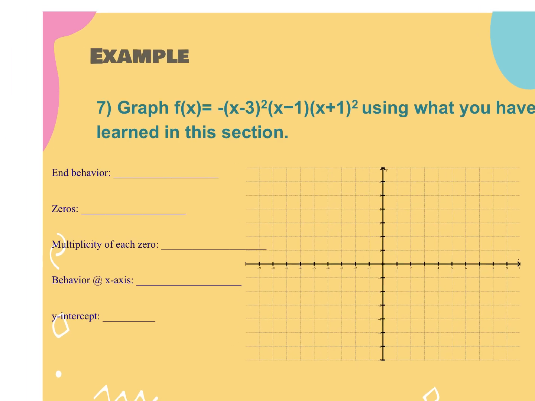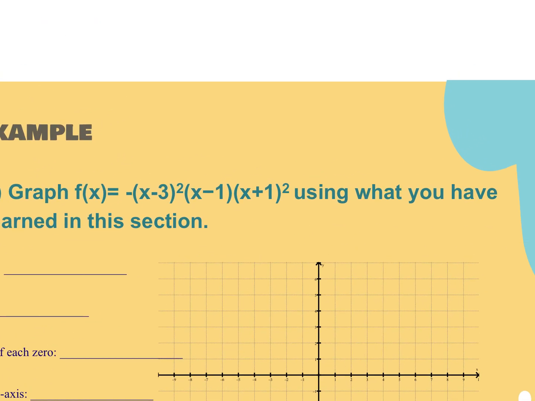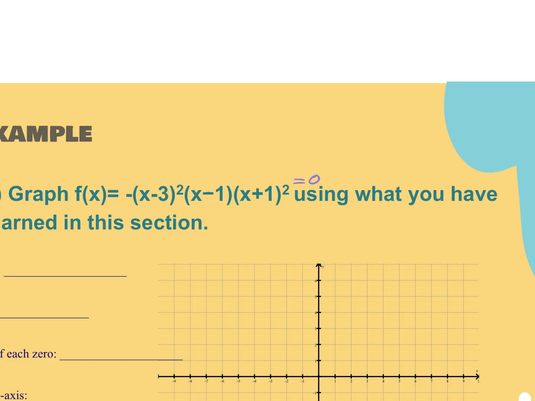I'll start with finding the zeros, right? So I don't want to find the end behavior just yet, just because it's not super obvious to us right now. But what I'm going to do to find the zeros is we always set our function equal to 0. And doing that is going to set all of these factors equal to 0, right? There is a negative out front, but we'll deal with that later, right? We don't need to set that negative equal to 0. That doesn't really make sense, all right?